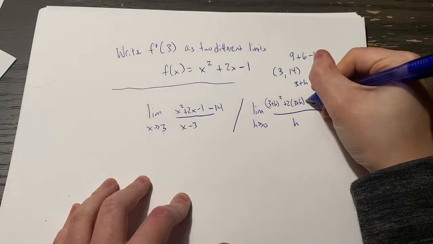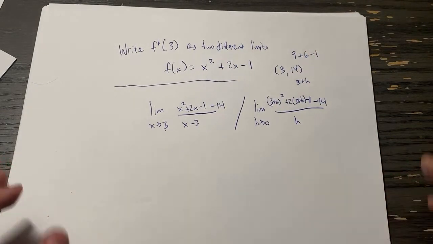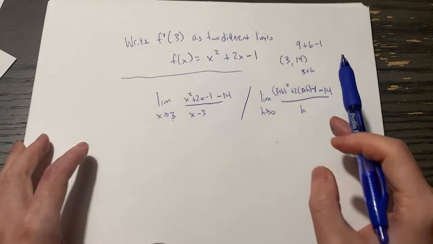And I still have to finish the function, so I'm going to squeeze in a minus 1 here. And that is the answer to writing this function's derivative at 3 as 2 different limits, one with an h, one without an h. Hopefully that makes sense.